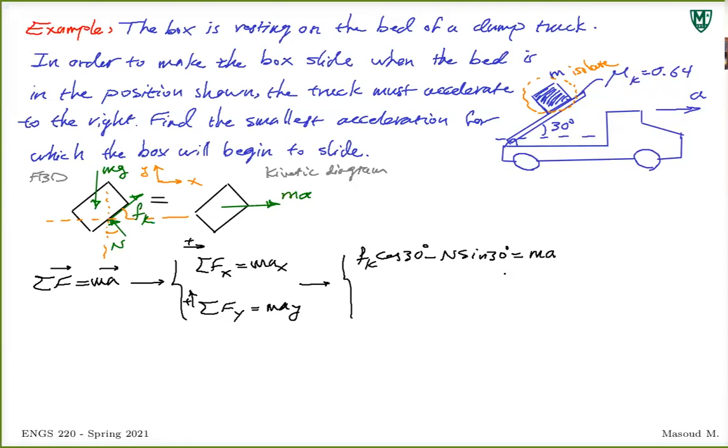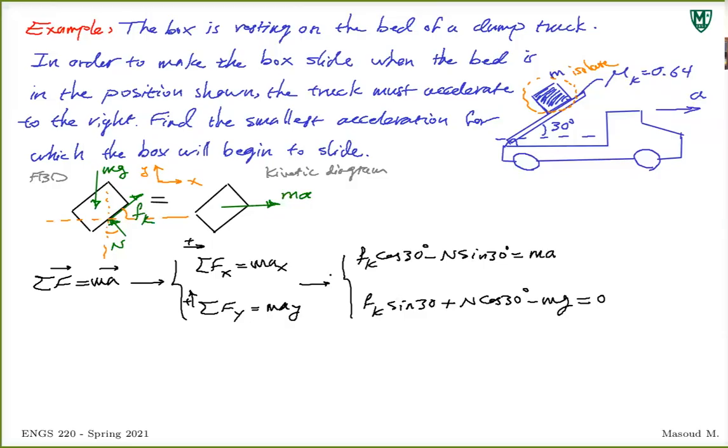Going to the y direction. Looking at the free body diagram to find the components on the left side. Upward, I have Fk sine 30 degrees, and I have plus N cosine 30 degrees, and I have my mg, minus mg. And there is no component of acceleration on the kinetic diagram in the y direction, so this is zero. That's pretty much it. The rest is just plugging in the values.